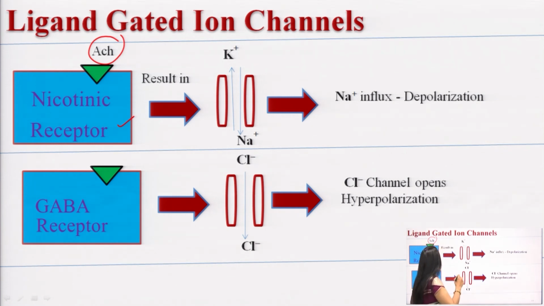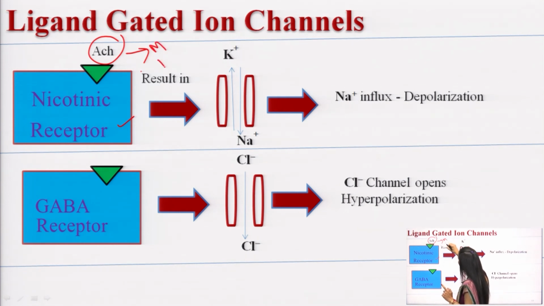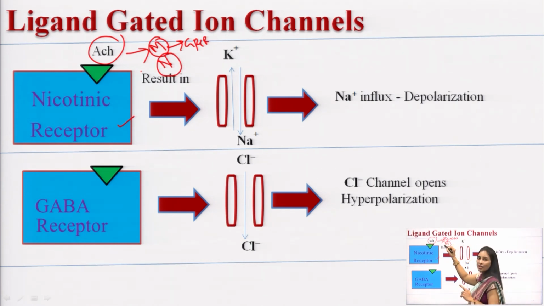Acetylcholine has two types of receptor, one is muscarinic and the second one is nicotinic. Forget about the muscarinic receptor, because the muscarinic is a GPCR receptor. It won't function through an ion channel. But what is the nicotinic receptor of acetylcholine? It is a ligand gated ion channel receptor.